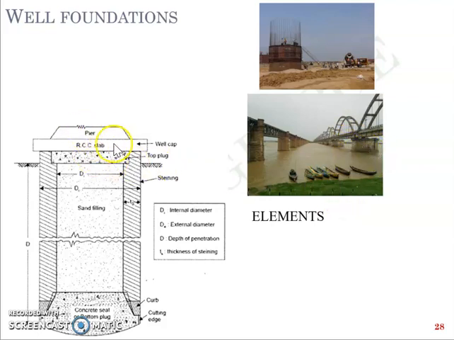So below the pier you have an RCC slab, which is called a well cap, and then you have a top plug, which is usually a concrete plug or a concrete mass, and below which you have the wall of the well, which is called a steining, and beneath which you have what is called a curb, and at the bottommost level you have what is called a cutting edge. Now, there's another bottom plug at the bottom, just like the top plug, which conceals the cavity within it.